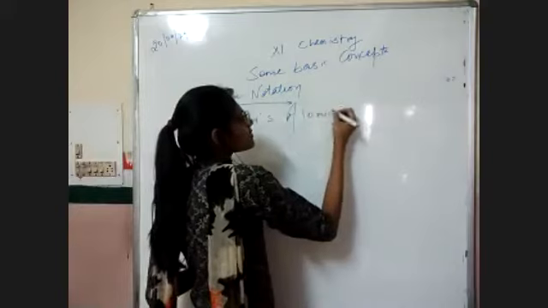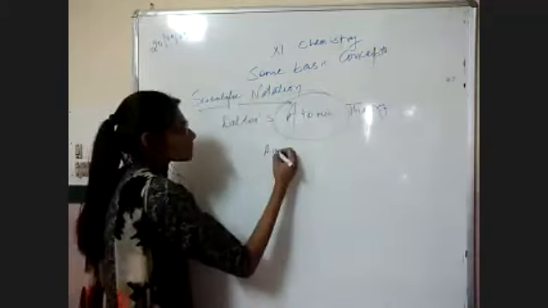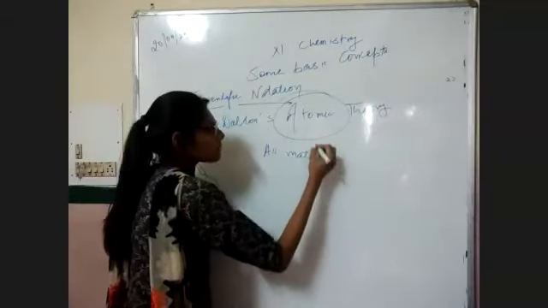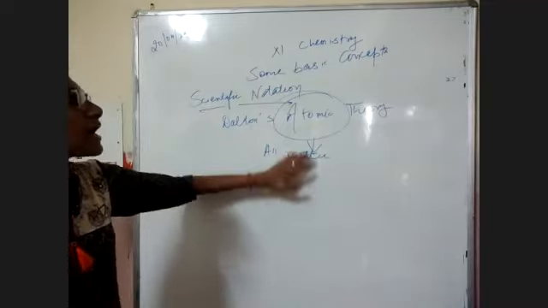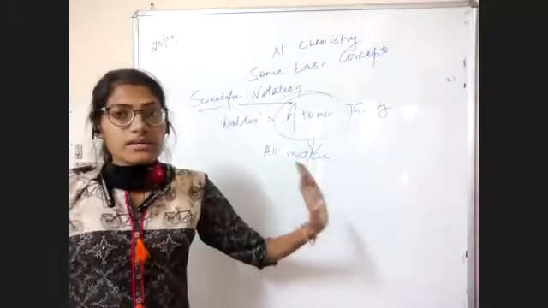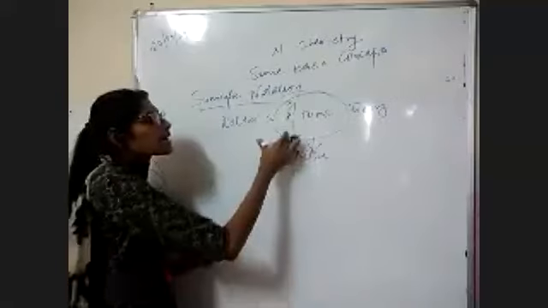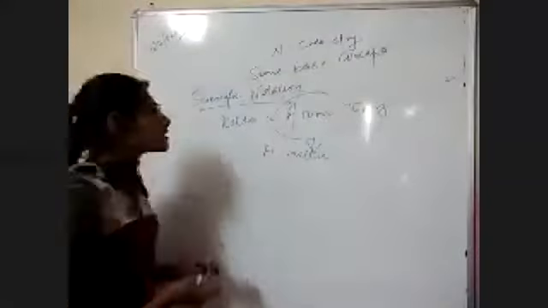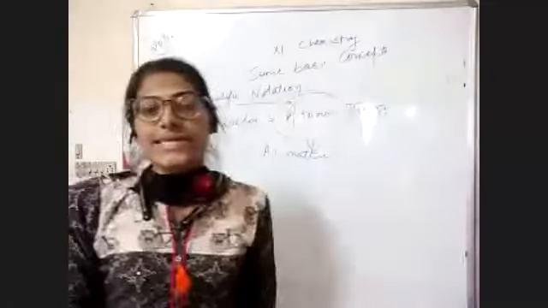Dalton was a scientist who told us that all matter is made up of atoms. He didn't tell us about the structure of molecules, but he gave us the idea that all matter is made up of atoms. Now, the second point he said was that all the atoms of a given element have identical properties, including identical mass.